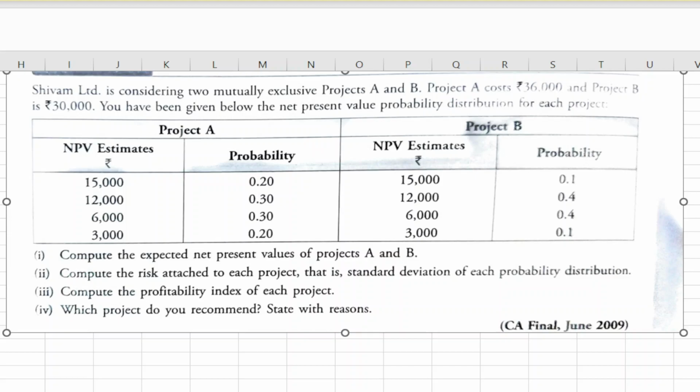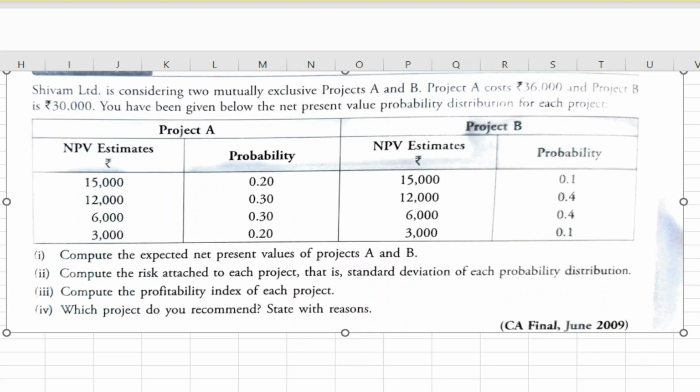And then the question is, compute the expected net present value of project A and B. Compute the risk attached to each project, that is standard deviation of each probability distribution. Compute the profitability index of each project. Which project do you recommend?